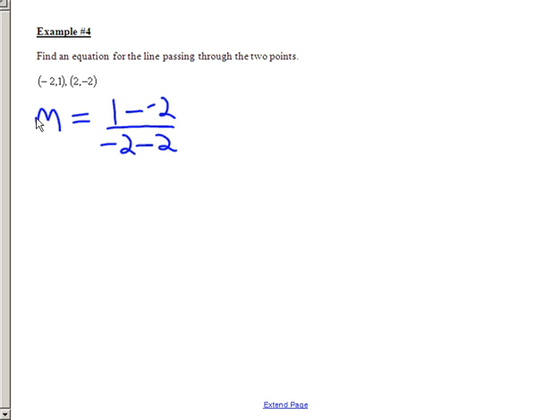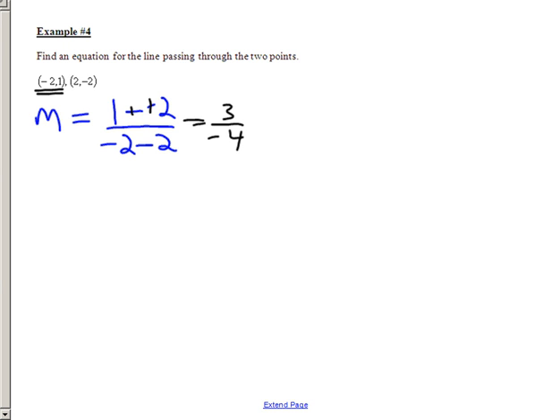Don't forget to make it plus a positive in this case. So we have a positive 3 on top and a negative 4 on the bottom. We want to find the equation of the line. Now I can pick either one of the 2 points that are given. I'm going to select the first point here.